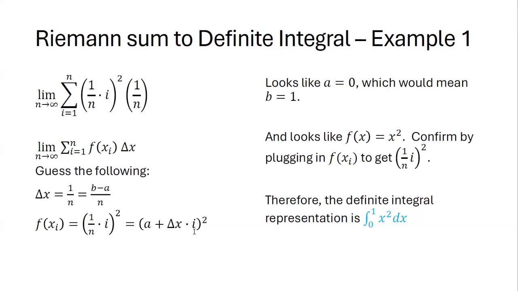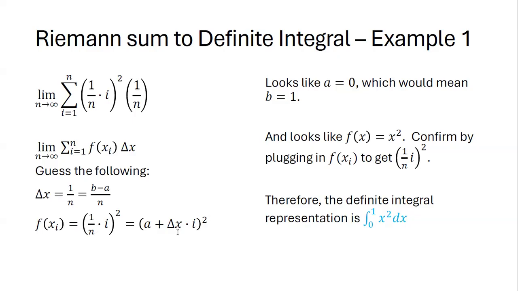So I should say that you could let a and b be a lot of things, but usually let's keep it simple. And our f of x can be a lot of things as well, but I'm trying to keep things simple. Okay, so if we let a be 0, then we need our delta x to work. So that means b must be 1. 1 minus 0 over n, that's 1 over n, right? So that would work out, okay? And if a is 0, delta x times i is 1 over n times i, quantity squared. That's what I'm saying over here.